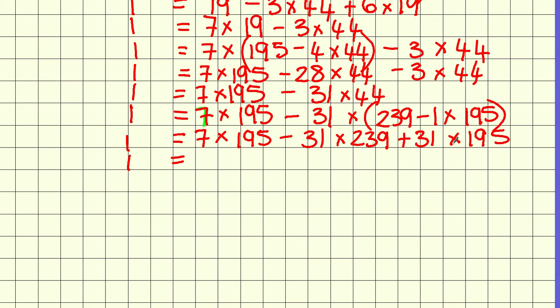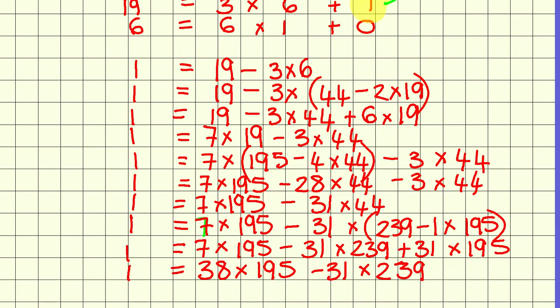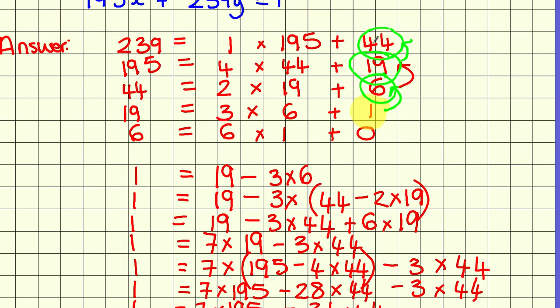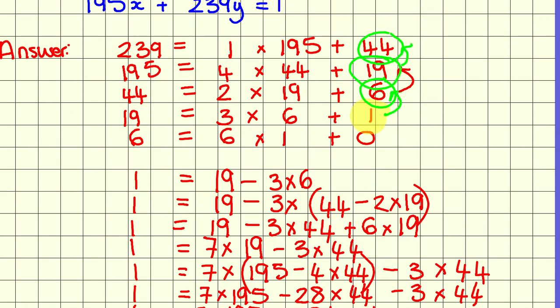Let's gather like terms. I can see 195 twice here. Right now I've got 7 lots of that here, and at the end here I've got 31 lots of 195. So 7 add 31 just gives you 38 lots of 195. And then that middle part can just stay as minus 31 times 239. There's nothing else because all numbers are different. Can I sub in anything else? Nope, because that was my last remainder that I used.